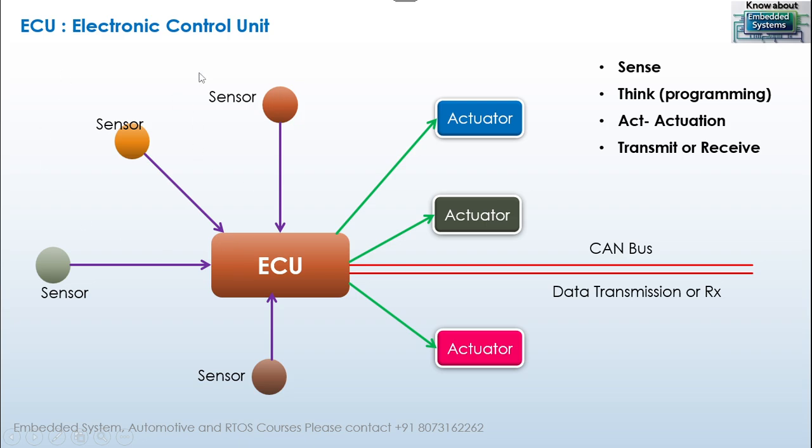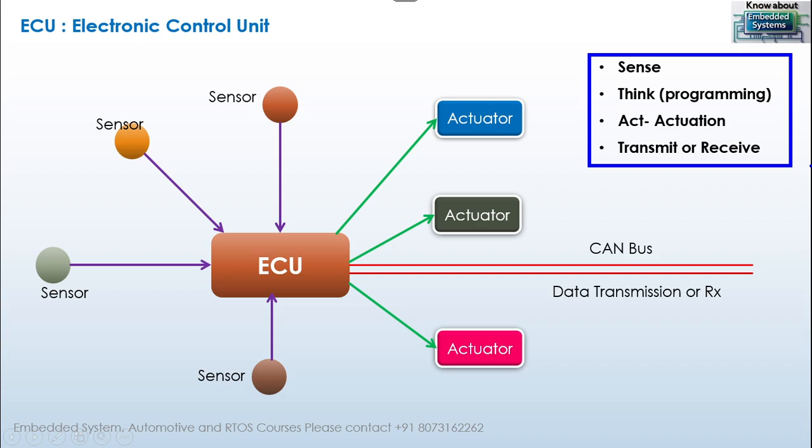What is this ECU and what is the main functionality of ECU? There are four important functionalities that an ECU is going to perform in the vehicle. The first one is sensing. You can see here the four points I kept here. One is sensing, second is thinking, third is actuation or acting, and the fourth is transmit or receive. These are four very important functionalities that an ECU is going to perform.